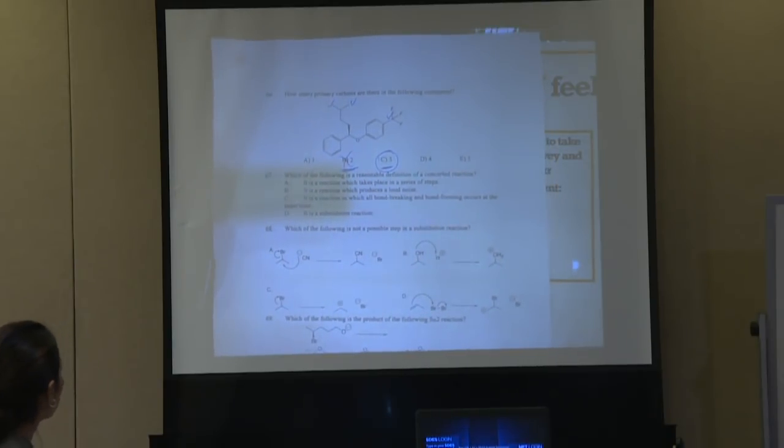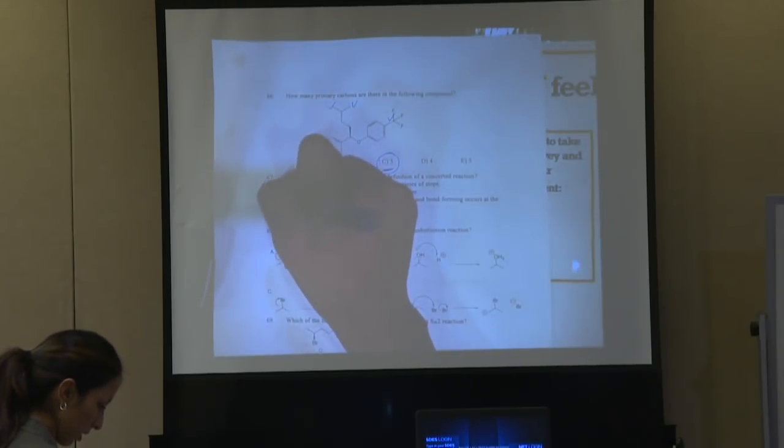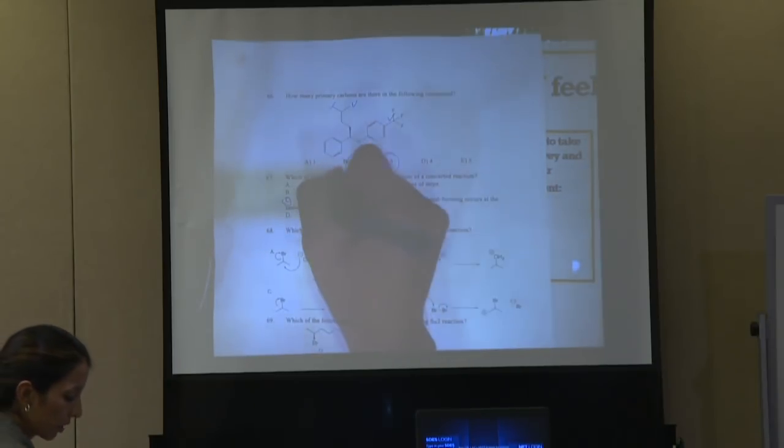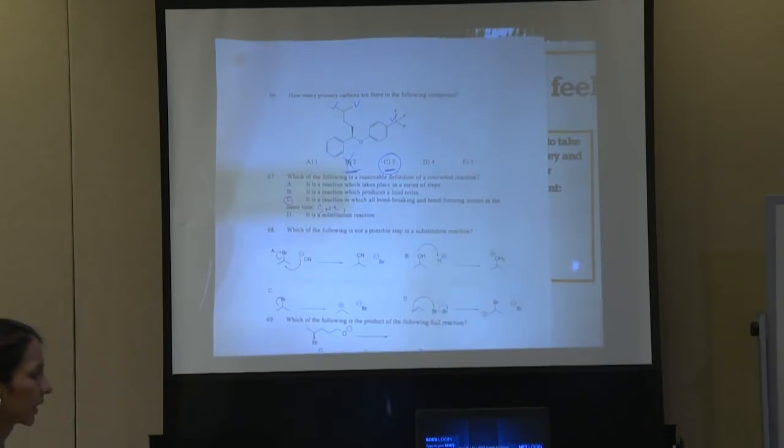All right, 67. Which of the following is a reasonable definition of a concerted reaction? C. So it is a reaction in which all bond breaking and bond forming occurs at the same time. Everybody agree? So, okay, cool. So that can be an SN2. What else can this be, guys? E2? Awesome.